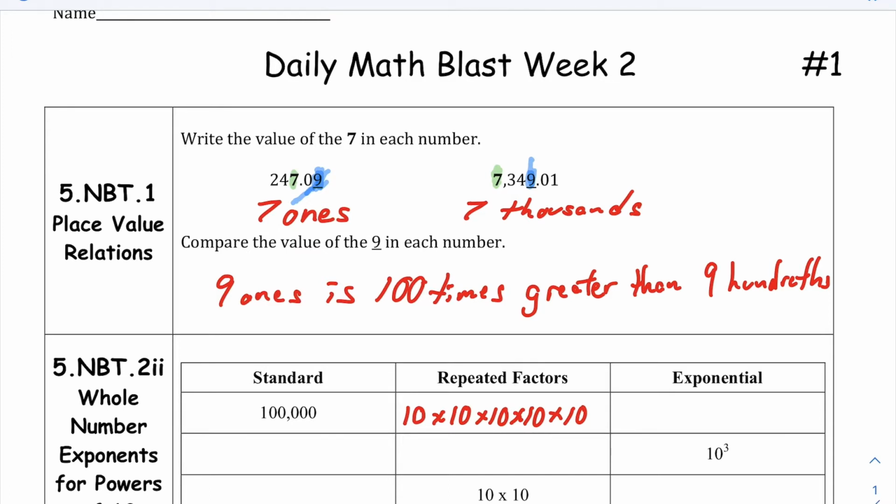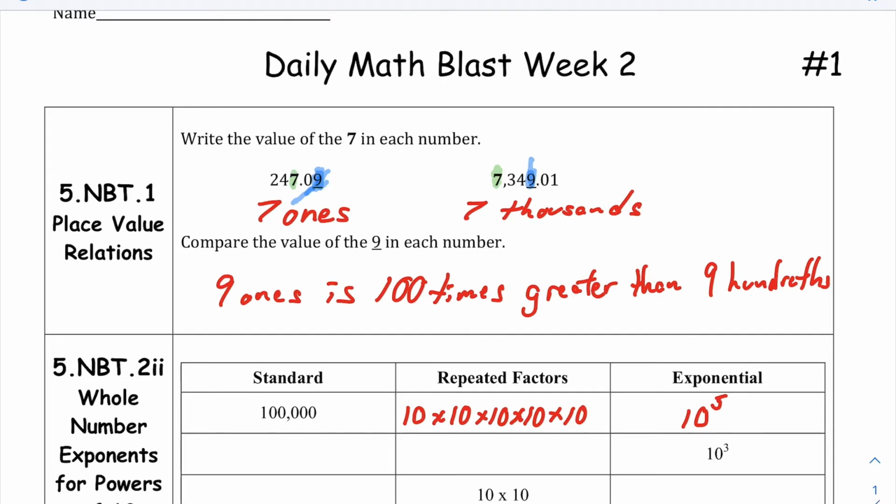Now, exponential form is a more efficient way of writing those repeated factors. So my base is 10. That's what I'm multiplying by. And now my exponent is how many of those tens? Well, I have 1, 2, 3, 4, 5 tens. So 10 to the 5th power.